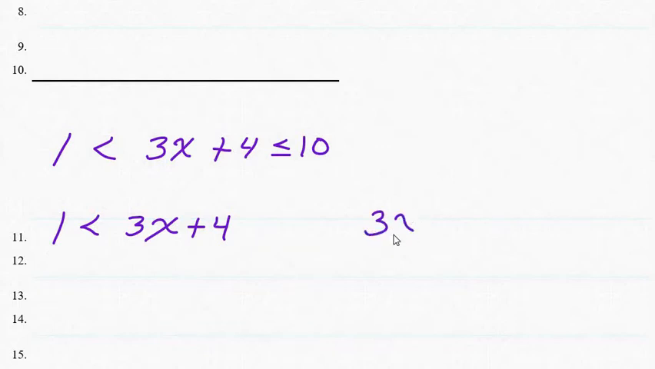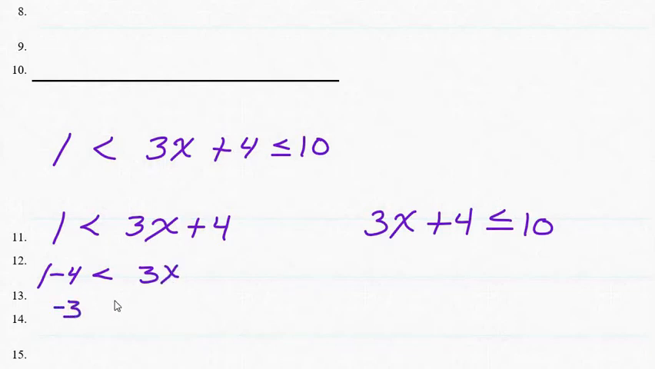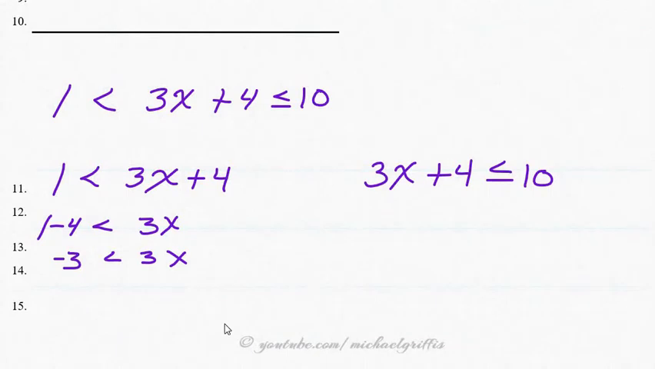Then we'll work on this one here. So we're just solving for x in this problem. Bring the 4 over. 1 minus 4 is less than 3x, so we have negative 3 is less than 3x. Multiply both sides by 1/3, so you have negative 1. So we have x is greater than negative 1.